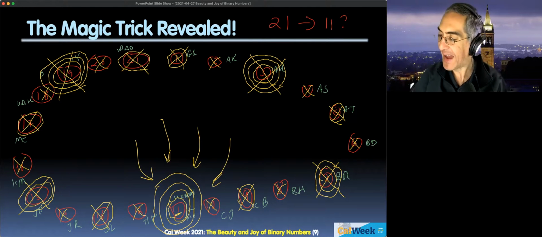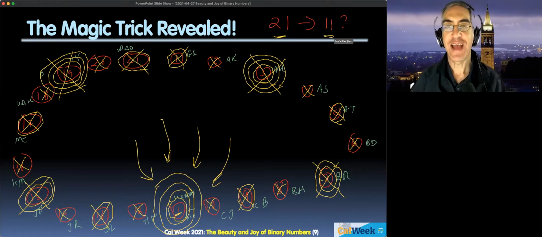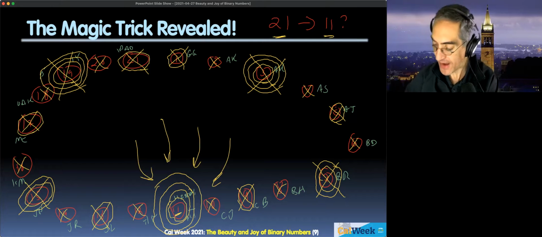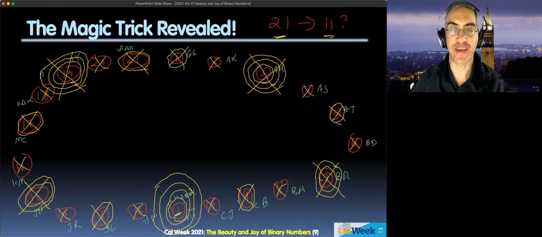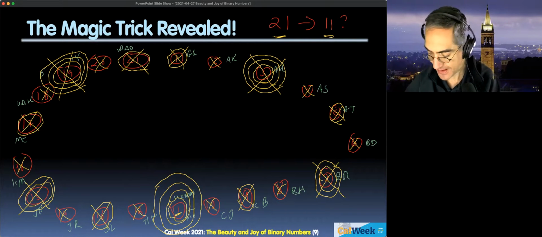Huh? Did it work? How did I know 21 to 11? That makes no sense. How on earth did I know that? So, you want to know the magic trick now? Who wants to know the magic trick? Thumbs up, the magic trick. You want to see? Okay, I'll teach you a magic trick.